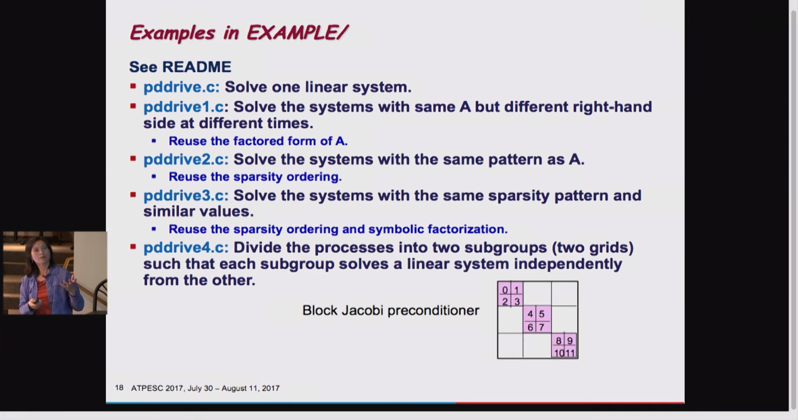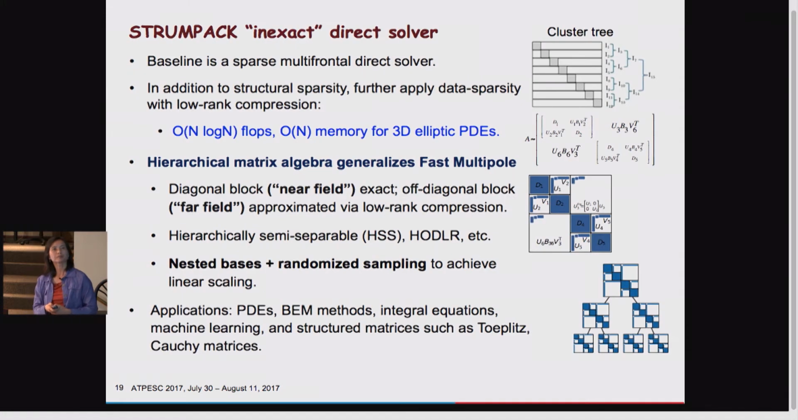So then there are examples. One of the examples I want to mention is you can divide the process grid into different subgrids, then do block Jacobi preconditioning. Remember, we were talking about preconditioning. You can set up multiple preconditioning steps for the global GMRES or any Krylov methods. So this example shows you how to set up the different process grids.